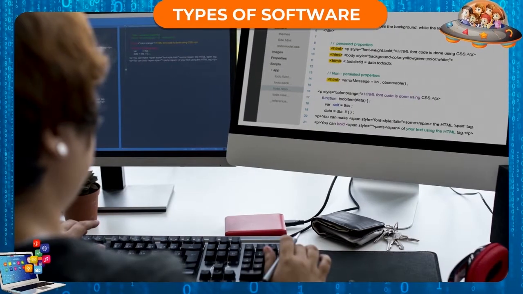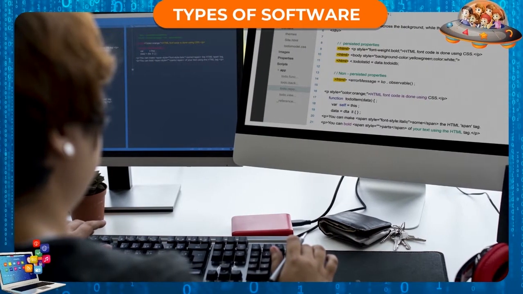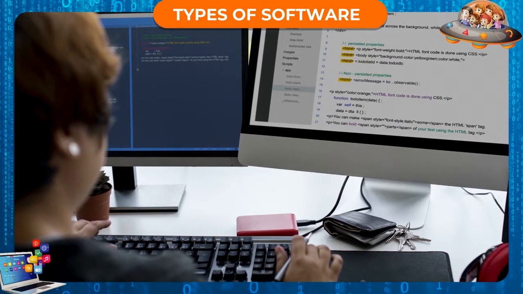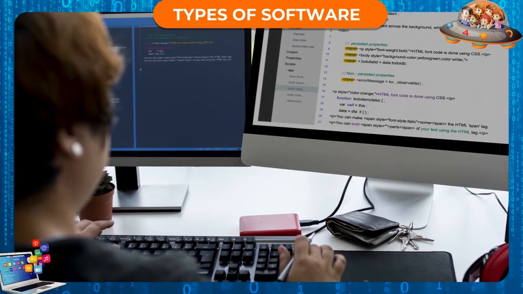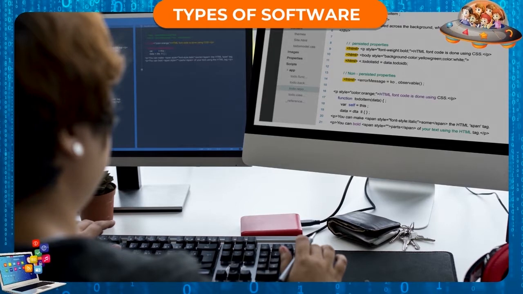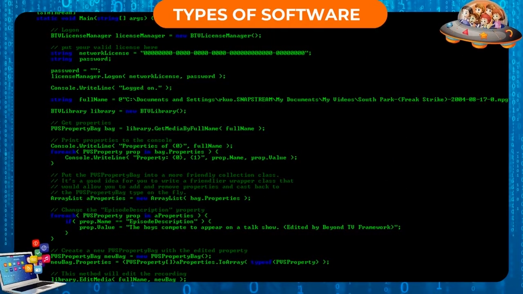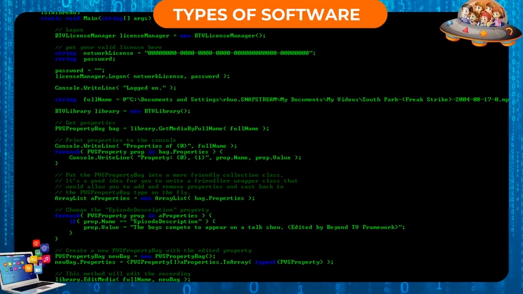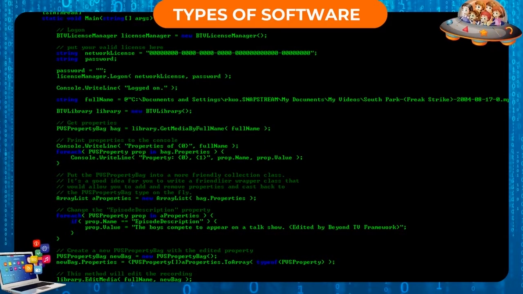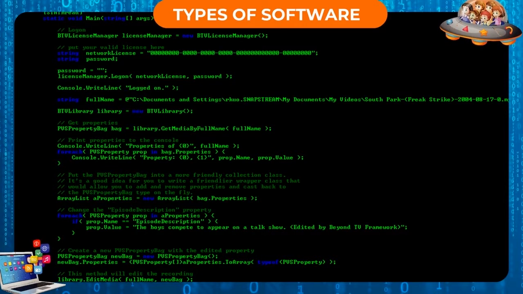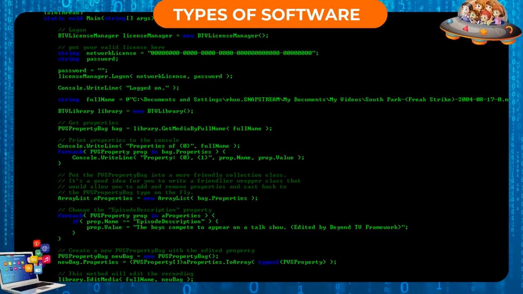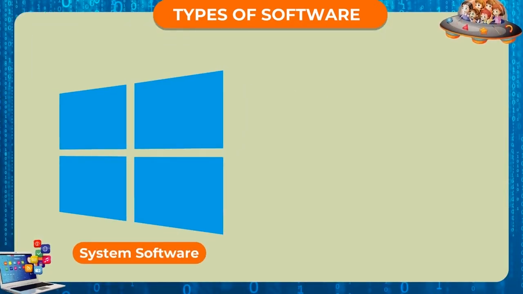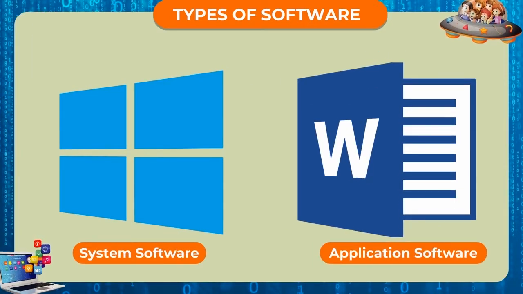Types of software. Software is a specially written program that contains instructions for the computer to carry out its function. These programs are written in a special language called computer language. Only a computer can read this language. A computer cannot run without software. Computer software is of two types: system software and application software.